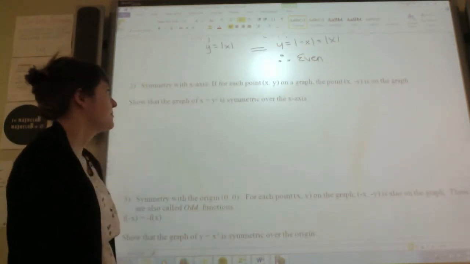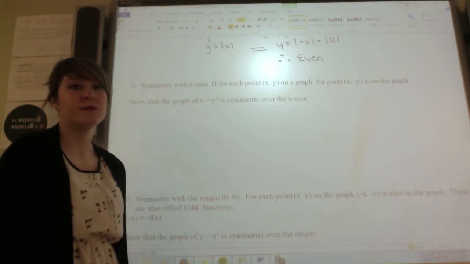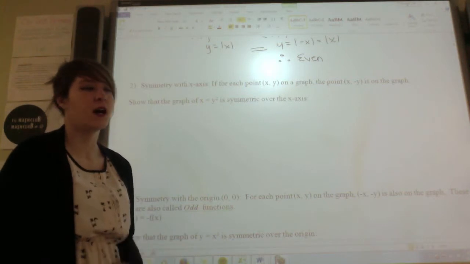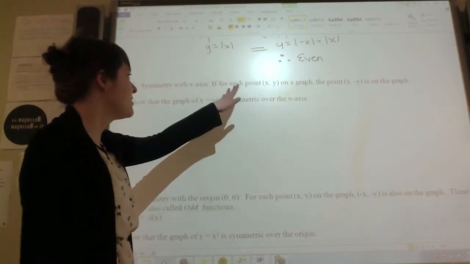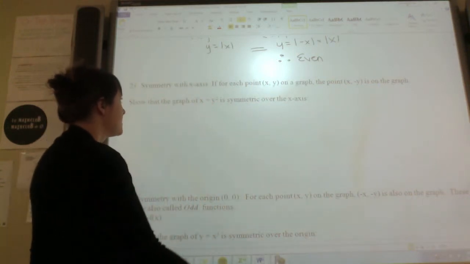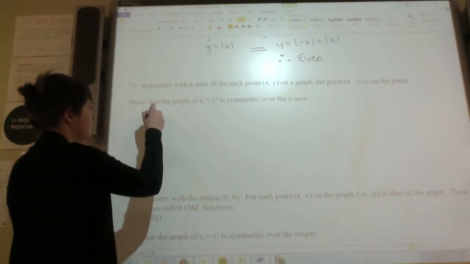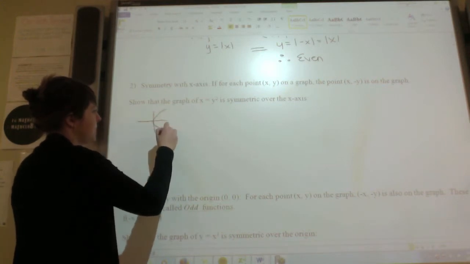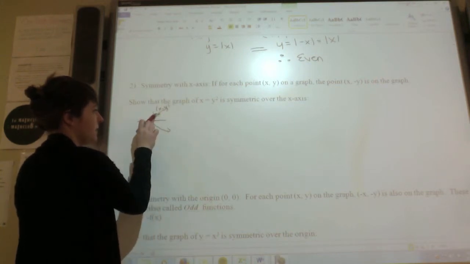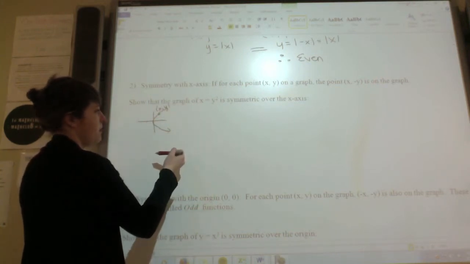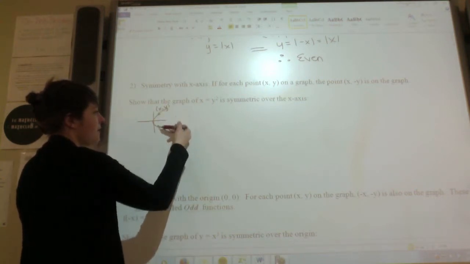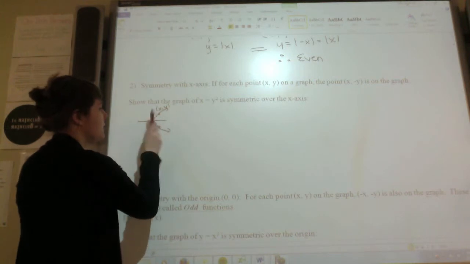Next one I want to talk about is symmetry with the x-axis. There's actually not a name for this. This would fall into the neither category, meaning that it's not even and it's not odd. So if for each point x, y on the graph, the point x, negative y is on the graph, that would be considered symmetric with the x-axis. So again, I'm just going to kind of show you a little sketch here. If I have the point x, y on my graph, so this would be 1, 1, and then I reflect that over my x-axis to get this point, notice that my y value is the one that's changing now, and my x value is staying the same.